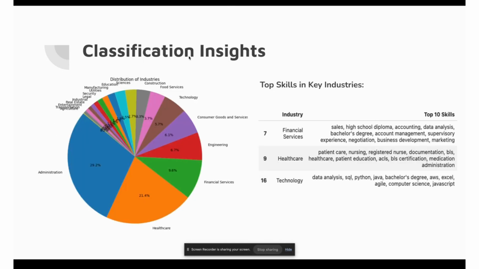Here are some of the insights gained from this classification. We learned a lot of information about which industries make up the majority of the job market, including administration, healthcare, financial services, engineering, consumer goods and services, and technology. Top skills in some of these industries include sales, accounting, data analysis, patient care, nursing, registered nurse, data analysis, SQL, and Python, each distinct skills for their industries.